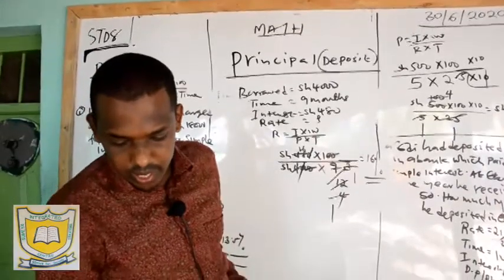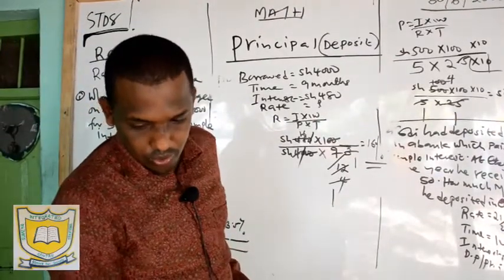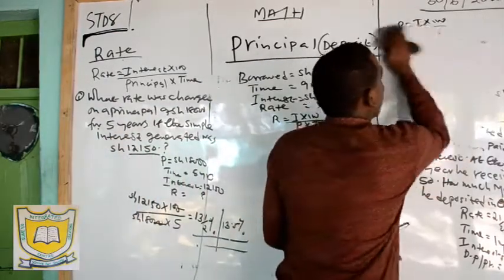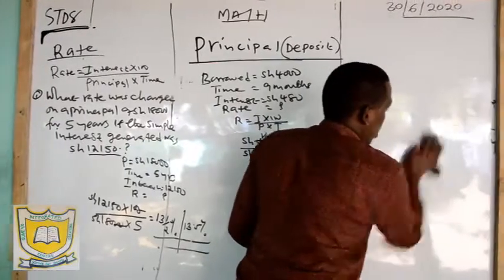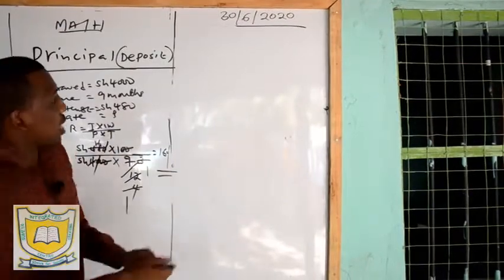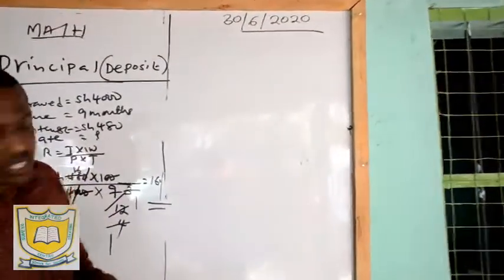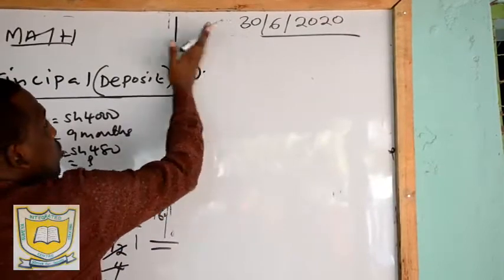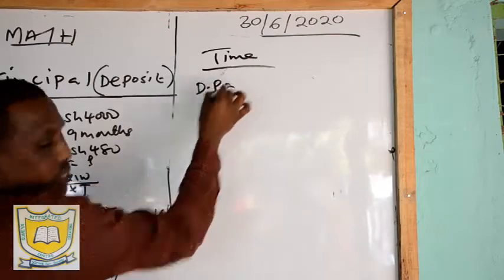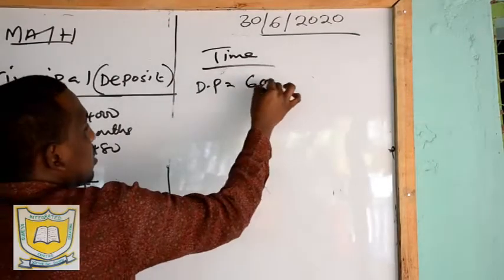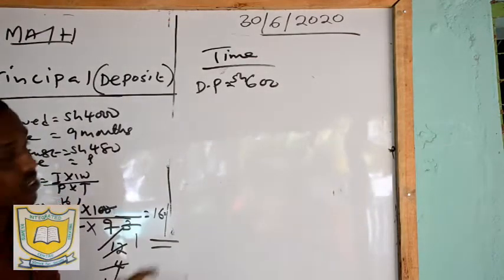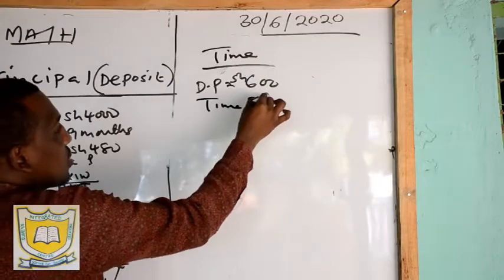So what is remaining is time now. We do one question for time now. So then we call it simple interest now. So we go to time now. Time, you are told this person has deposited shillings 600. After how long? They're asking the time. We don't know the time.